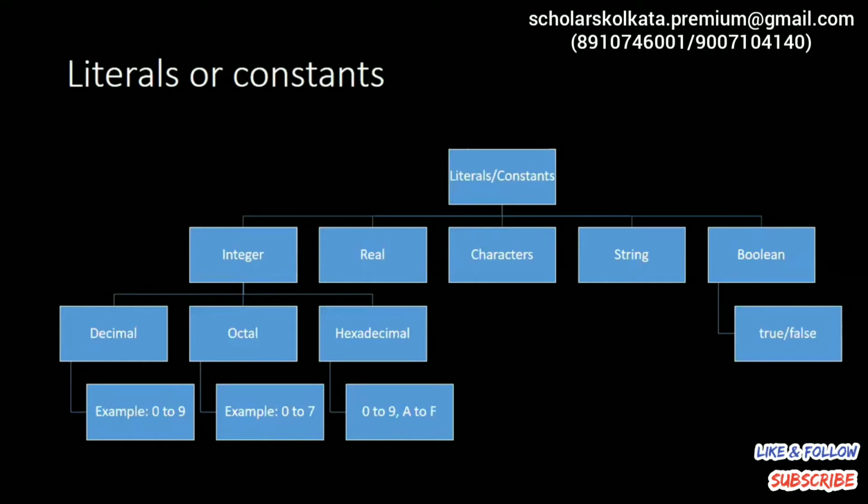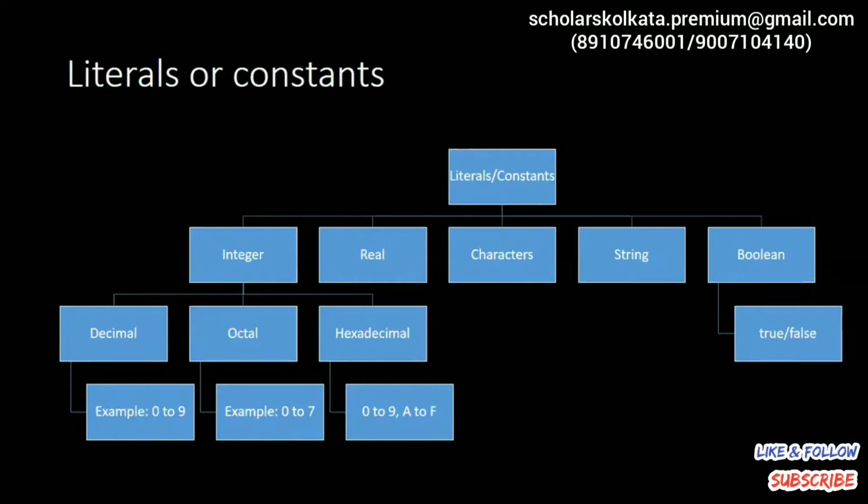Let us consider integer first. Under integer there are 3 types: decimal, octal, and hexadecimal. Decimal values are those which we commonly represent from 0 to 9, and all other numbers are combinations of these. Suppose 92. 92 has 2 digits, 9 and 2. Then comes octal. Octal is another number representation system where we use values from 0 to 7. And hexadecimal is another representation system where we write 0 to 9 and then A to F, where A stands for 10 and F stands for 15.